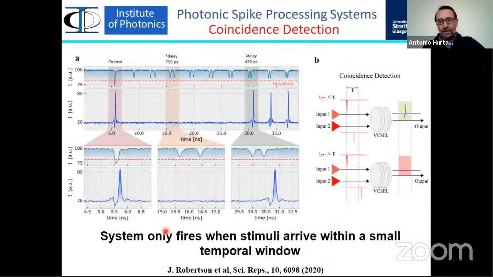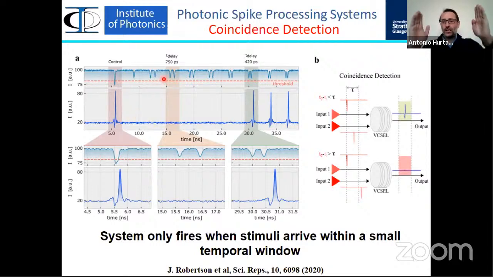So one of the things that we can do is coincidence detection. This is a particular operation very useful when you're doing systems for alarm triggering or ultra-fast decision making. So our system is able to integrate multiple inputs from different sources in a way that if the perturbation is high enough, it will fire a spike, one of these short spikes, 100 picoseconds. But if you send one signal that is not enough to cross the threshold for excitation, the system does not fire a spike at all.